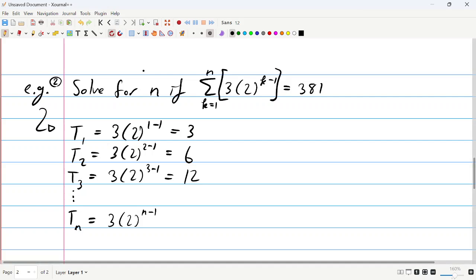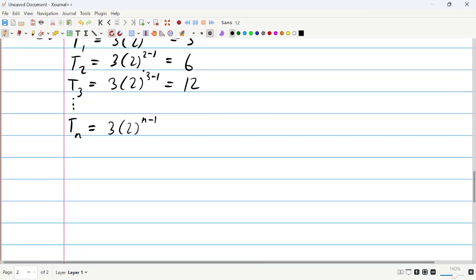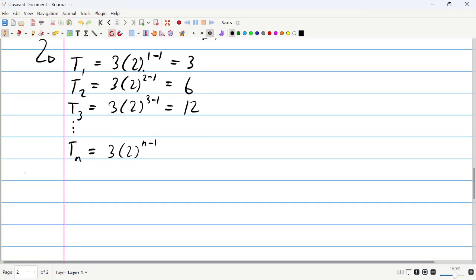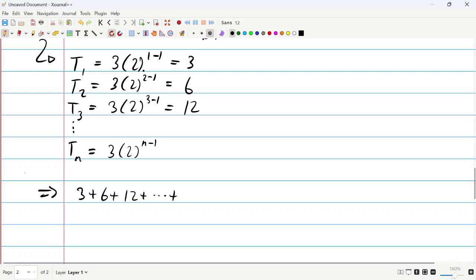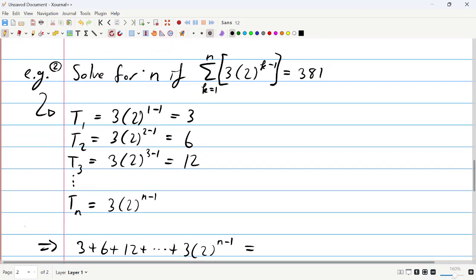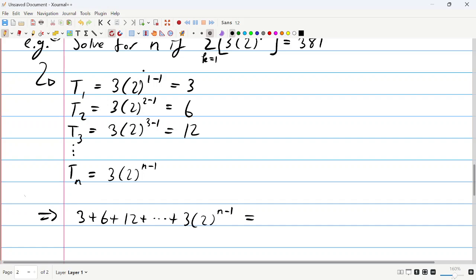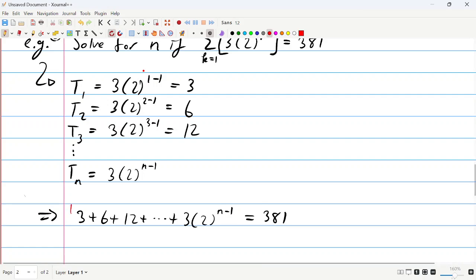Okay, so we don't know exactly what that's going to be, but we just know it's going to be in place of n. So what this implies is that when we take the series of all of them, we are essentially going to get 3 plus 6 plus 12 plus all the way until 3 into 2 raised to the power of n minus 1. And the sum of everything is 381. Do you not agree with me that this entire thing is just Sn?